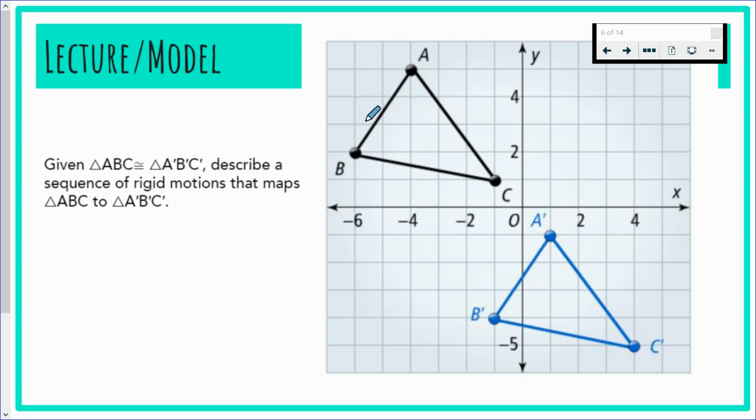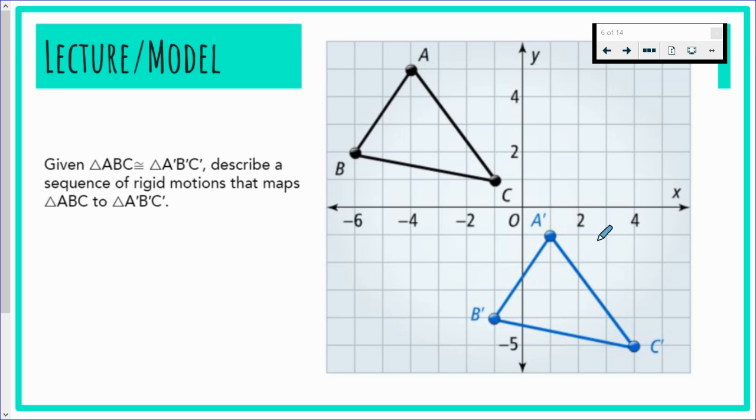All right, describe a sequence of rigid motions that maps A, B, C onto A prime, B prime, and C prime. So I'm looking at these two figures, and what I'm noticing is that all the points are in the same position. A is above B and C, B is to the left, and C is to the right. So that tells me there was no rotation taking place. And I also see it wasn't flipped over. So this is going to be a translation, or in other words, a slide. So let's figure out how many units we went to translate.